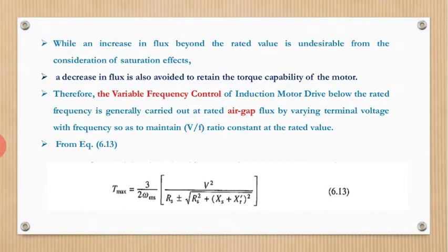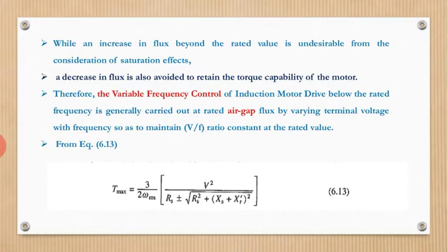Hence, the variable frequency control of an induction motor drive below the rated frequency is generally carried out at rated air gap flux by varying the terminal voltage with frequency so as to maintain the V by F ratio constant. To achieve speed control with torque capability, we vary in such a manner that the V by F ratio is maintained constant at the rated value.